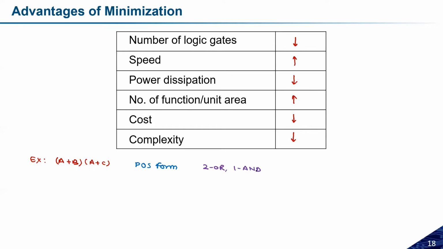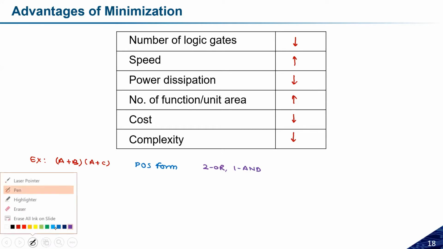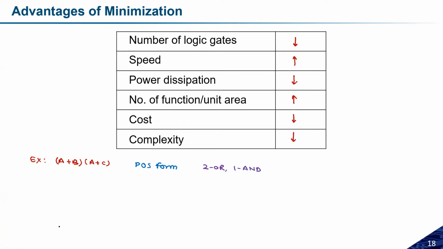Now let us try to minimize it. If I have to minimize it, let us expand this one. You can directly apply the formula which we have already studied before. (A plus B) into (A plus C) becomes A plus BC: A is common in both, so A stays, and B and C remain, so A plus BC will come out. This is the formula we have already studied. But how can we prove this one? Okay, let us try to see.